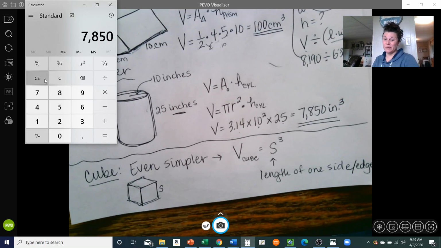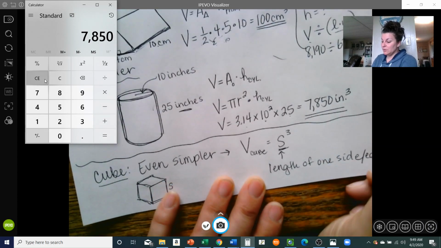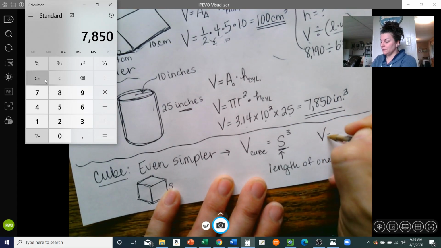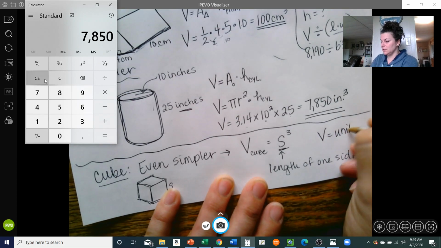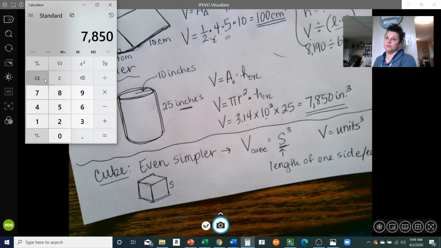Cubes are easy because all you have to do is take the length of one side and multiply it by itself 3 times. Okay, you just cube it. That's what makes it a cube. All the sides are the same. And so that makes it a lot simpler. Okay, same thing with your units. Your units are always going to be cubed when you have volume. So volume always equals units cubed. Always. Because you're doing a unit times a unit times a unit. So you have 3 dimensions for that unit. Length and height and width.